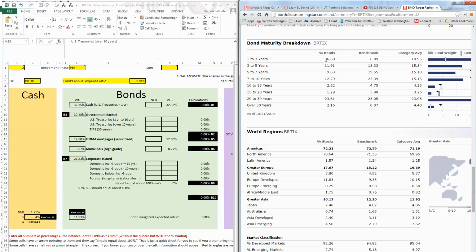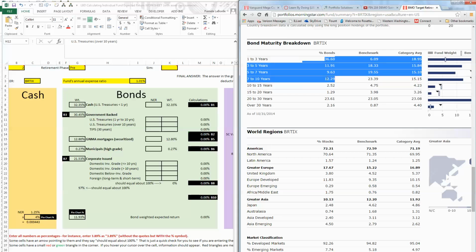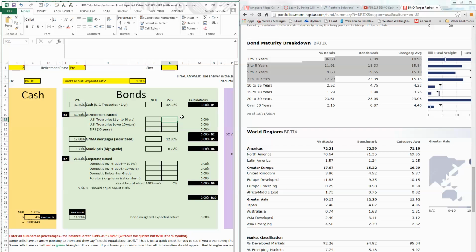So I'm going to sum these 4 weights right here, and I'm going to just have Excel do it for me. So it's going to be 36.6 plus 11.91. Notice that I had to start my equation with an equal sign so that Excel would know to do the math. If I just started with 36.6 and didn't put the equal sign, it would not view that 36.6 as a number, and it wouldn't actually add these together. Then plus 9.63 plus 12.29.